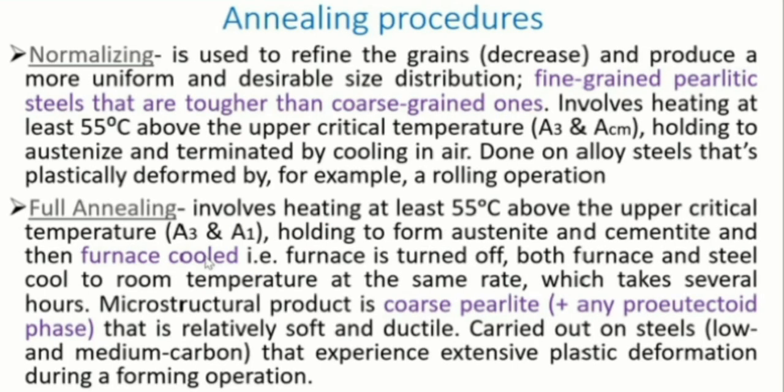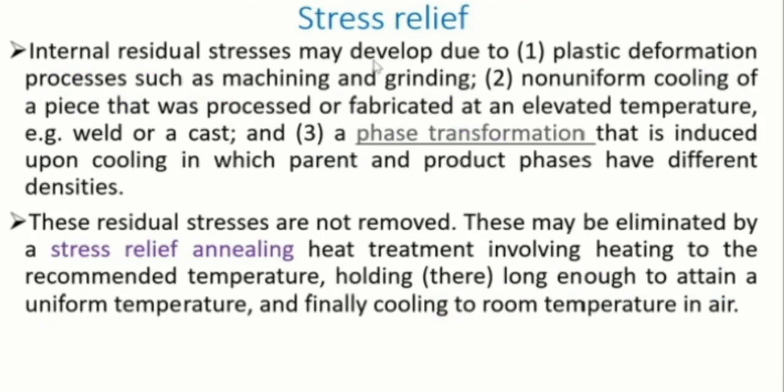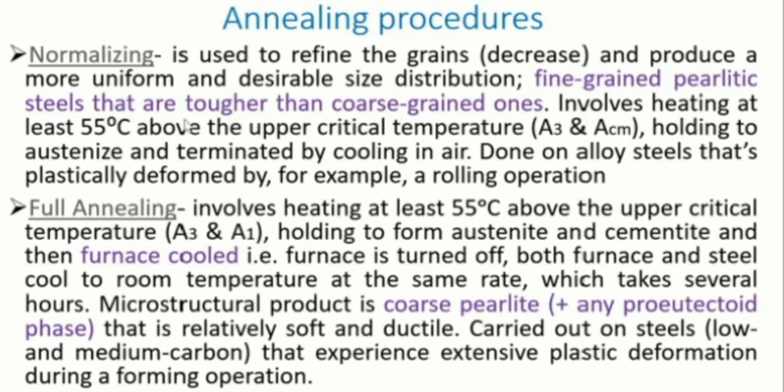Annealing, stress annealing. Right? So let's look at the different procedures of annealing. So all these issues here, internal stresses as a result of this process, can be removed by what? Annealing. So annealing does two things: improve ductility and what? Remove internal what? Stresses. So let's look at the different types of annealing here. The first one here is normalizing. It is used to refine the grain size. Here in this case, we are looking at a coarse grain size to a finer grain size, so that we can have fine-grained pearlitic steel that is tougher than the coarse-grained ones.